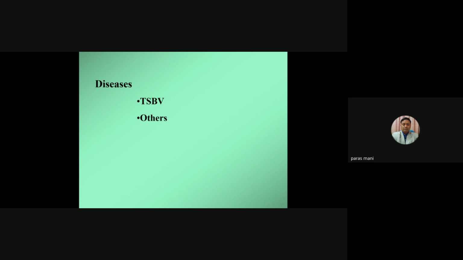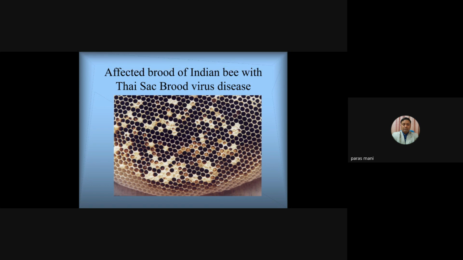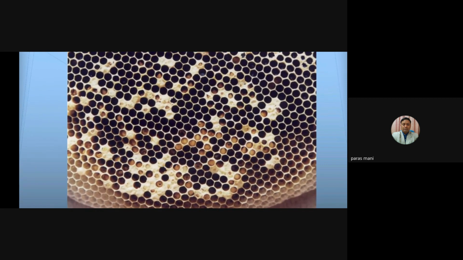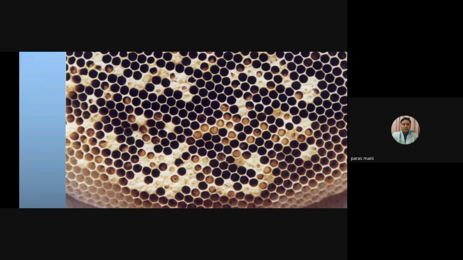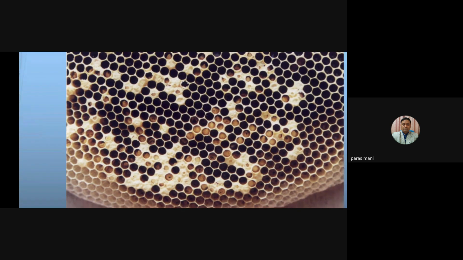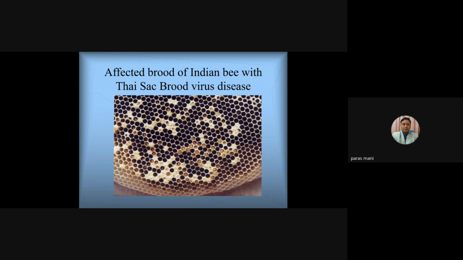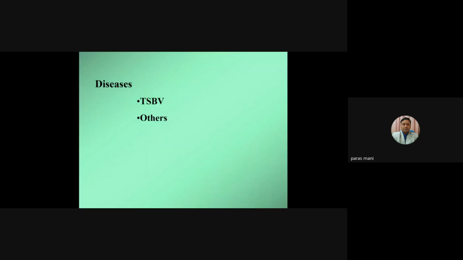Why it is called thai sac brood virus: during infection, see here you can see the affected brood of the Indian bee, that is Apis cerana, with thai sac brood virus disease. These are the early symptoms. Most of the cells are empty, killing the young ones. You can see the black empty cells where the larvae are dead. You can examine this by holding the comb in your hand and using a needle-like structure. You can remove the larva from the cell, and you can observe the dead larva.